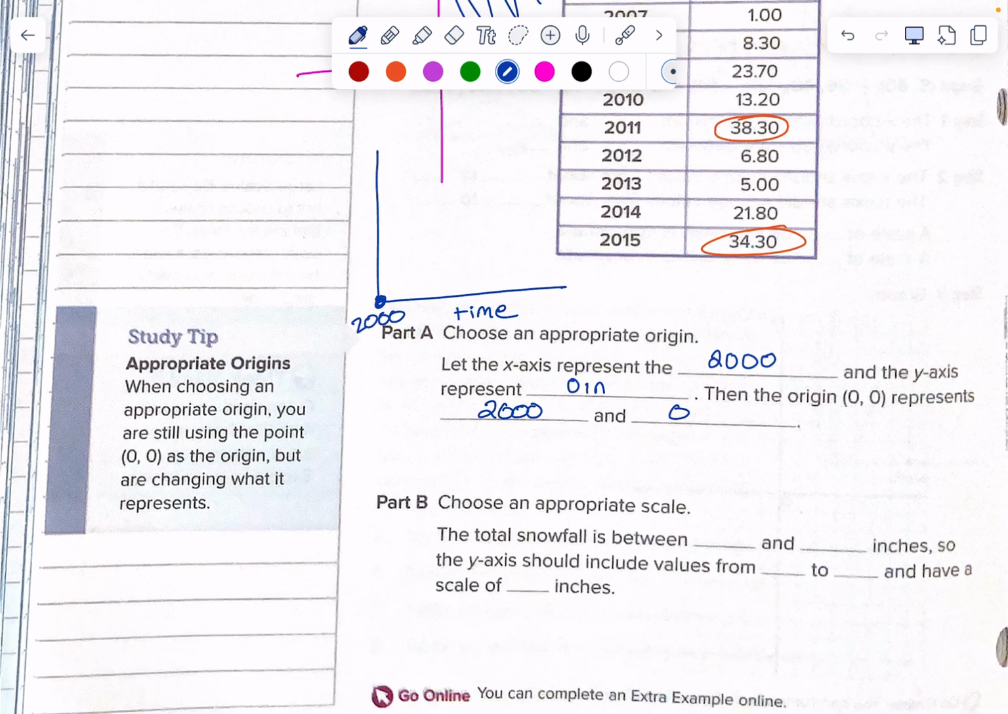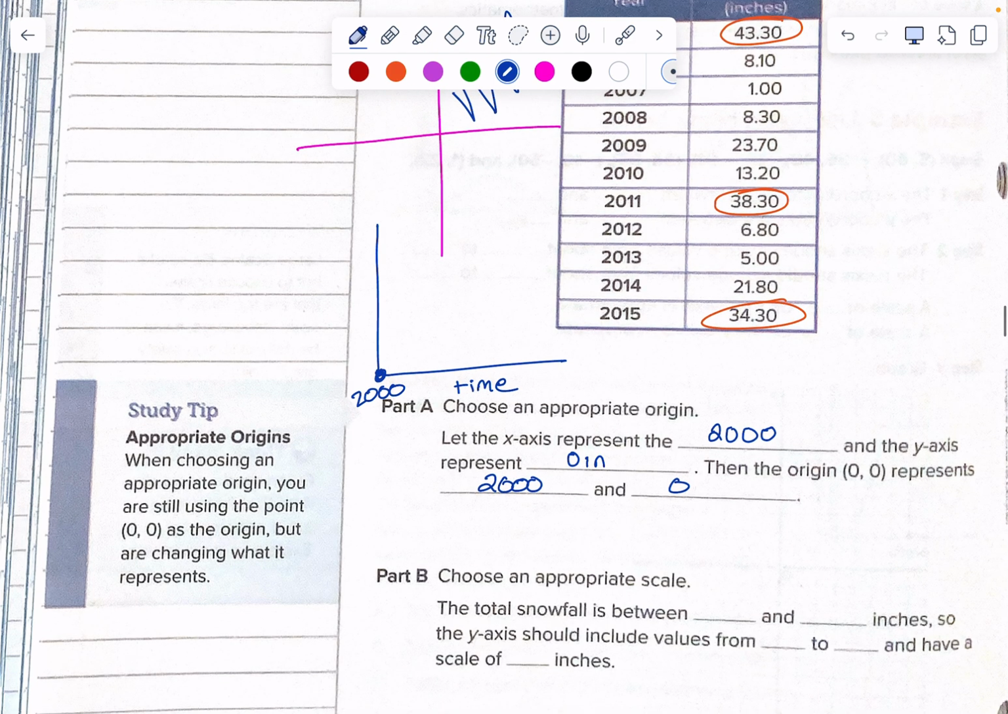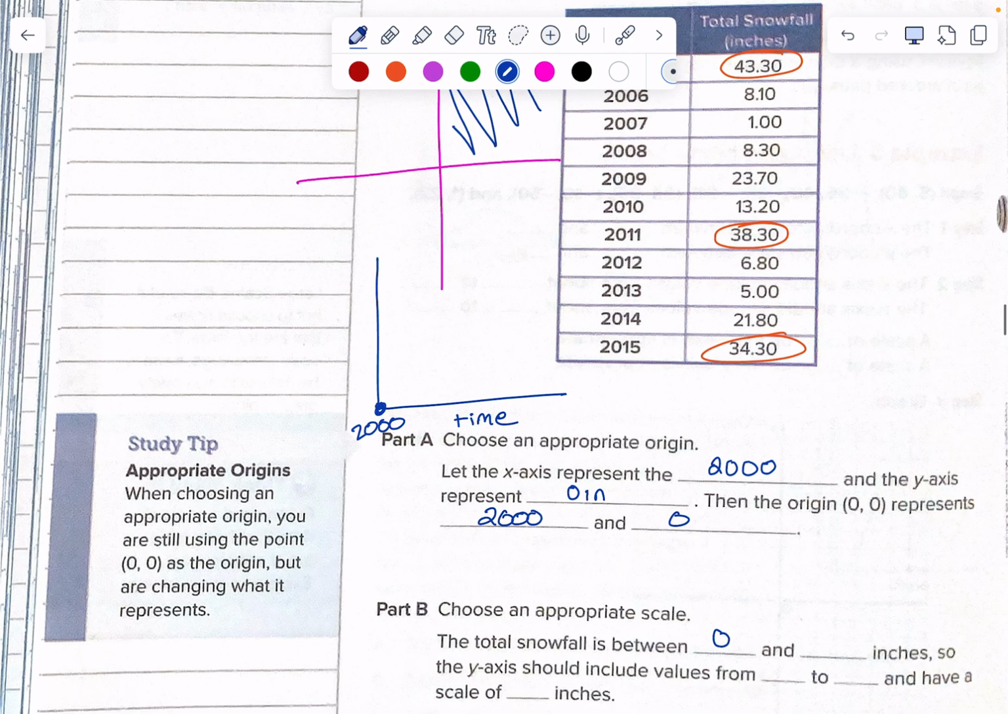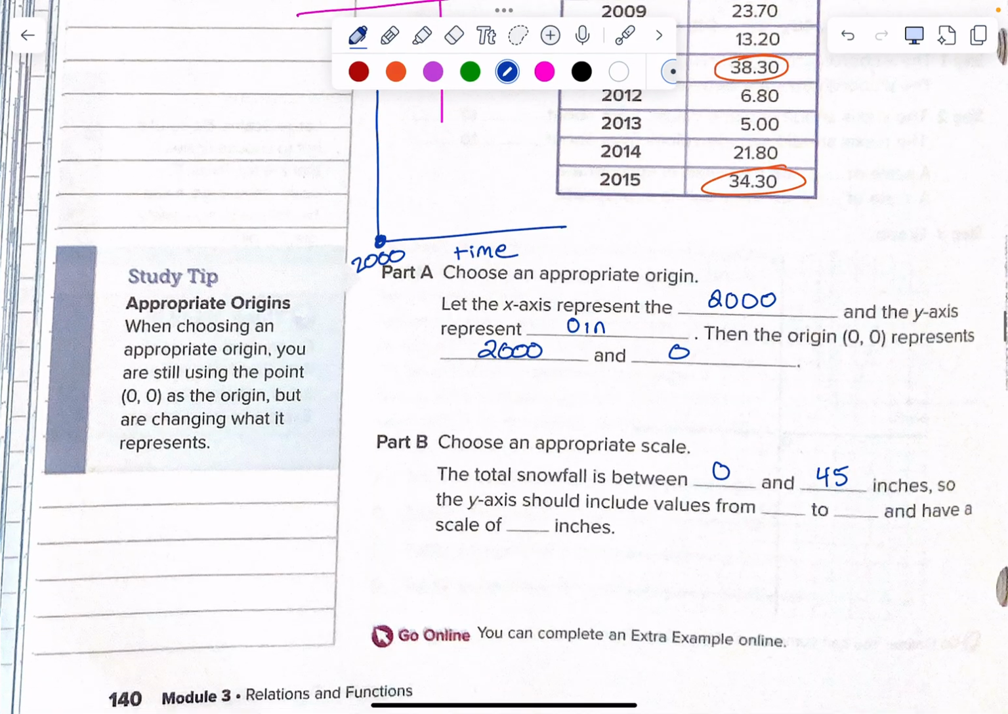Choose an appropriate scale. The snowfall is between 0 and what's our highest? 43. So what should we go? 45. We could go 45 and go by 5s, or we could go 50 and still go by 5s. Okay, let's go 45 and go by 5s. The y value should go from 0 to 45.